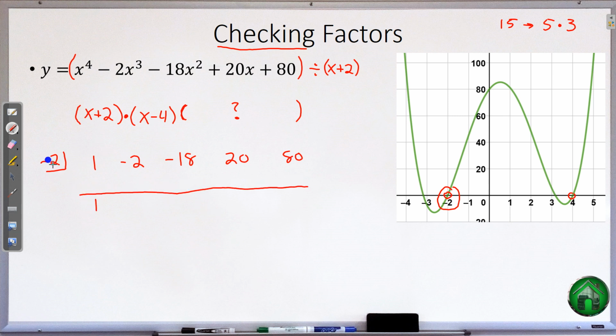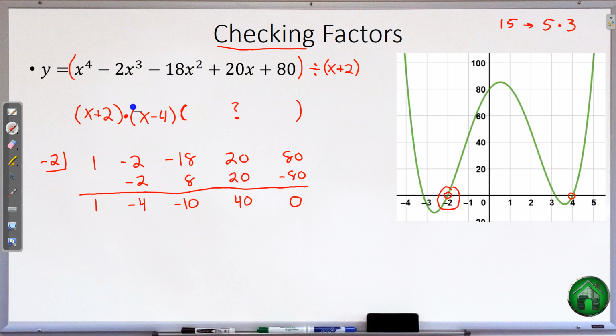So you bring down the 1. Negative 2 times 1 is negative 2. Negative 2 and negative 2 makes negative 4. Multiply, that makes positive 8. Add, that makes negative 10. Then that makes positive 20. 20 and 20 make 40. Negative 2 times 40 is negative 80, and we get 0. Hey, look at that. It worked. That means x plus 2 is a factor. That means it does in fact cross exactly at negative 2 here on the x-axis.